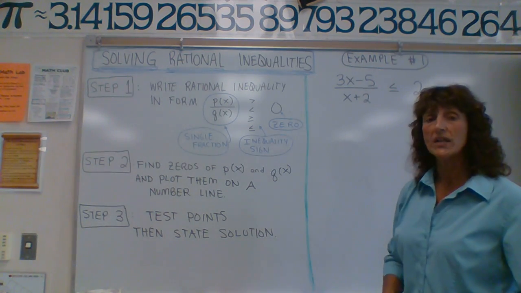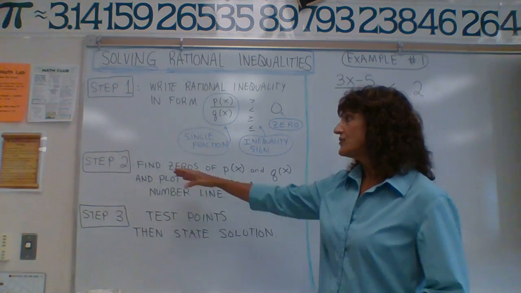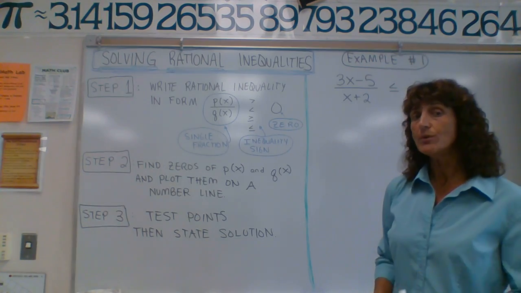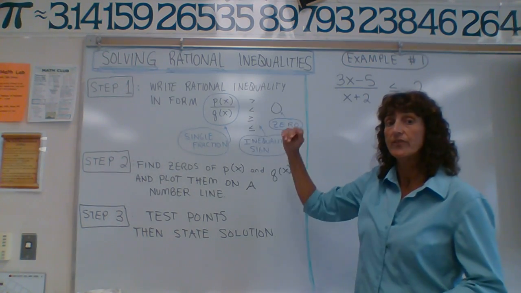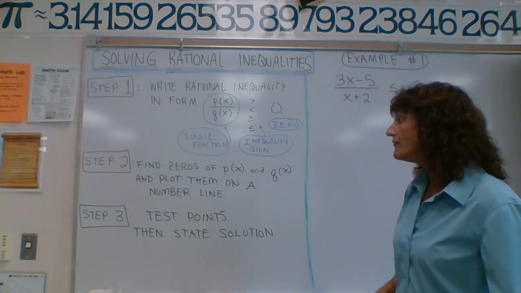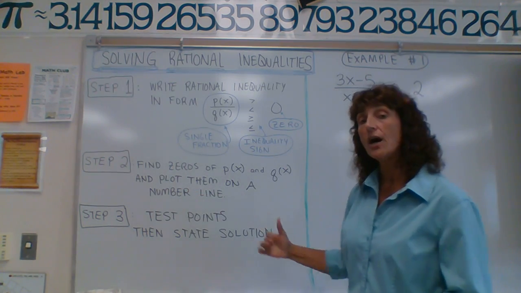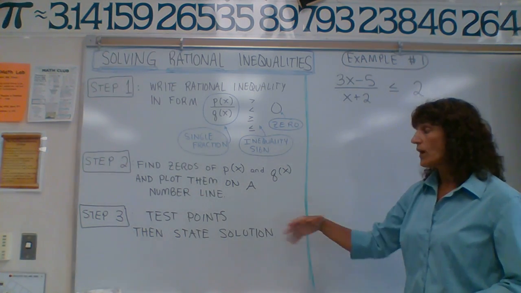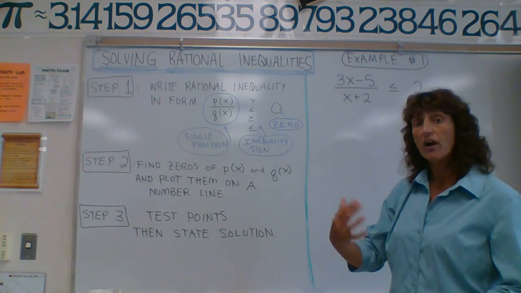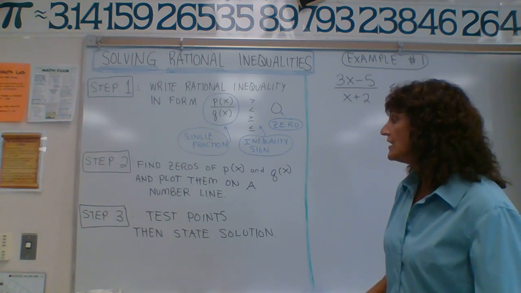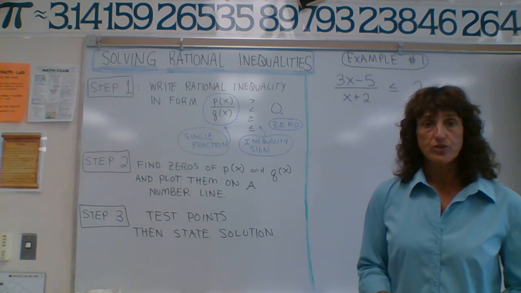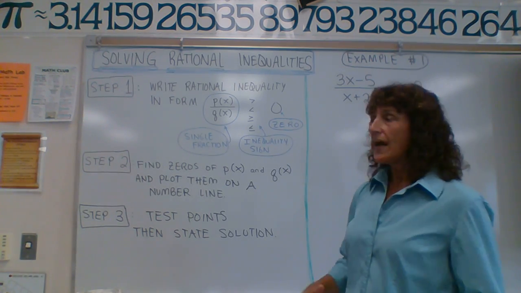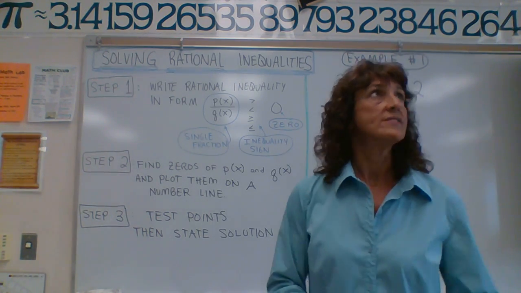Once you have your inequality in the correct form, then step 2, you want to find the zeros of the polynomial numerator and denominator. Find the zeros of the numerator and the zeros of the denominator and plot them on a number line. And then finally, you want to test each of the intervals broken off by the zeros on your number line to see where the true and false regions are, and then finally state your solution when you're done. So let's go ahead and put these steps into practice with this example.